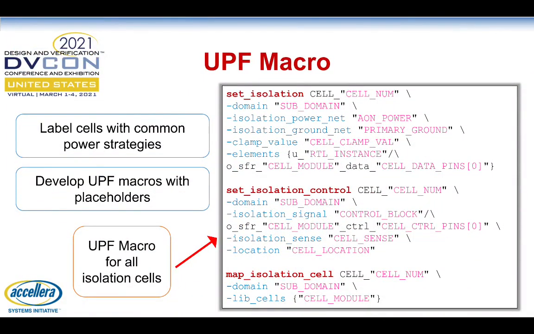The other input to the automation scripts are the top level UPF constraints for synthesis. These are created by labeling cells with common power strategies and developing UPF macros with placeholders. Here is the macro for isolation cells. The scripts that we have developed substitute the appropriate values for different cells from their respective placeholder columns in the cell info XLS.